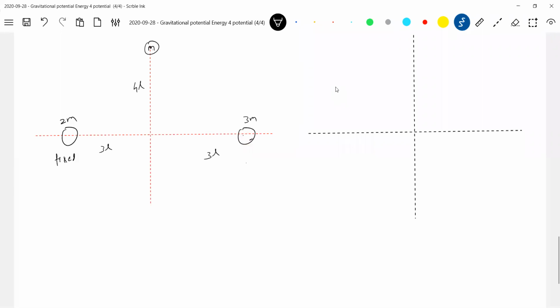Calculations will become easier. This is fixed here. So there's a small particle I'll release on the y-axis at a distance 4l. By the time these are fixed, they will not move. So by the time it crosses the origin, what is the speed of that particle? I'll release it from rest.